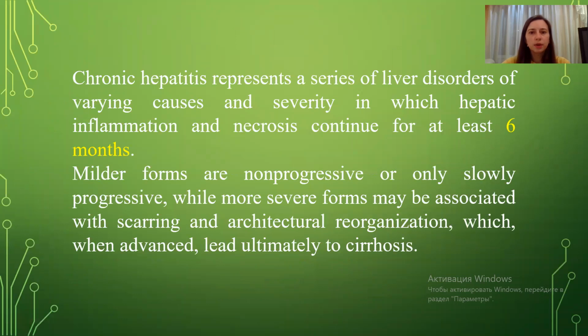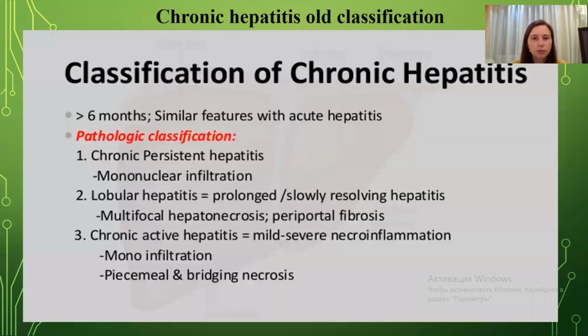Chronic hepatitis represents a series of liver disorders of varying causes and severity in which hepatic inflammation and necrosis continue for at least 6 months. Milder forms are non-progressive or only slowly progressive, while more severe forms may be associated with scarring and architectural reorganization, which when advanced lead ultimately to cirrhosis. Chronic hepatitis.